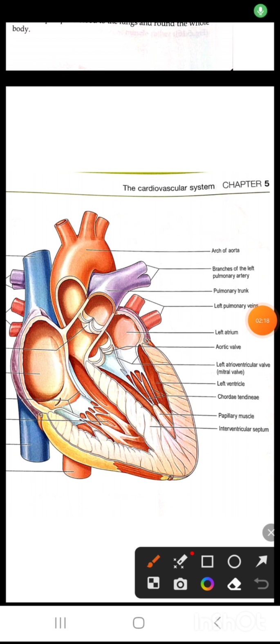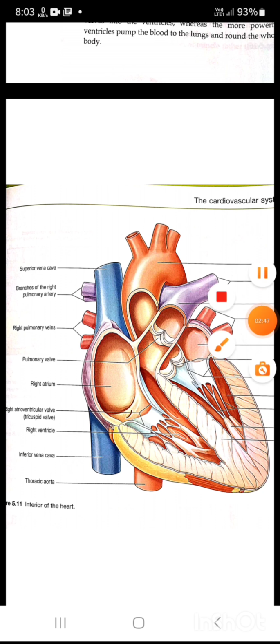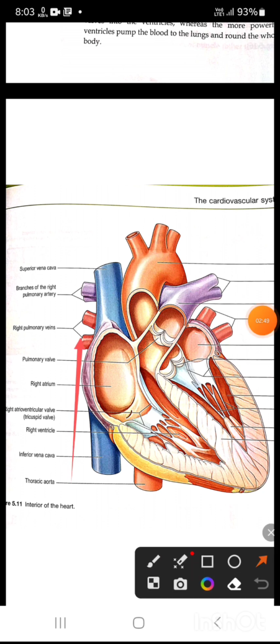So, we came into the pictures. The blood already went to the lungs. The lungs absorbed all the carbon dioxide and the blood absorbed all the oxygen. Then blood is coming back through the pulmonary veins. This is the left pulmonary veins and the right pulmonary veins. You can see in these pictures, this is the right pulmonary veins branches.